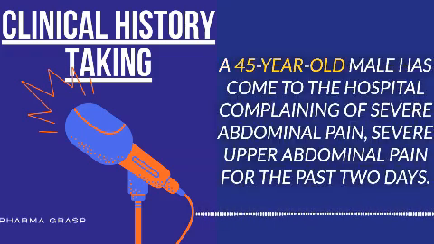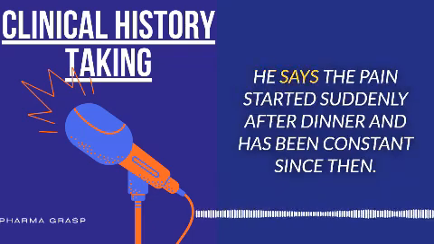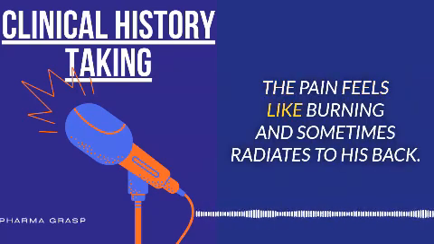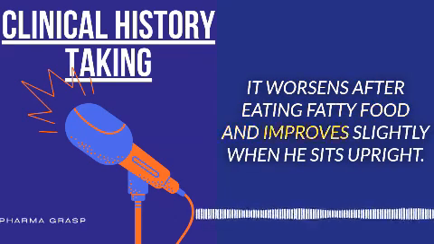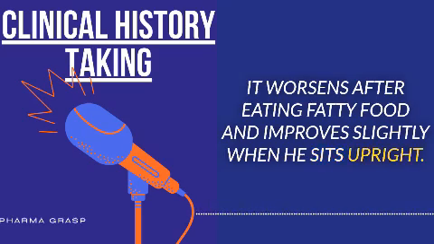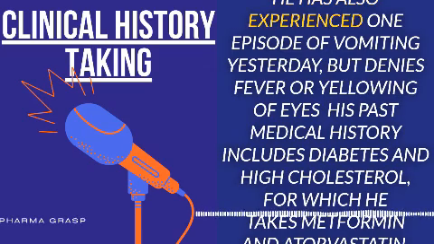A 45-year-old male has come to the hospital complaining of severe upper abdominal pain for the past 2 days. He says the pain started suddenly after dinner and has been constant since then. The pain feels like burning and sometimes radiates to his back. It worsens after eating fatty food and improves slightly when he sits upright. He has also experienced one episode of vomiting yesterday but denies fever or yellowing of eyes.